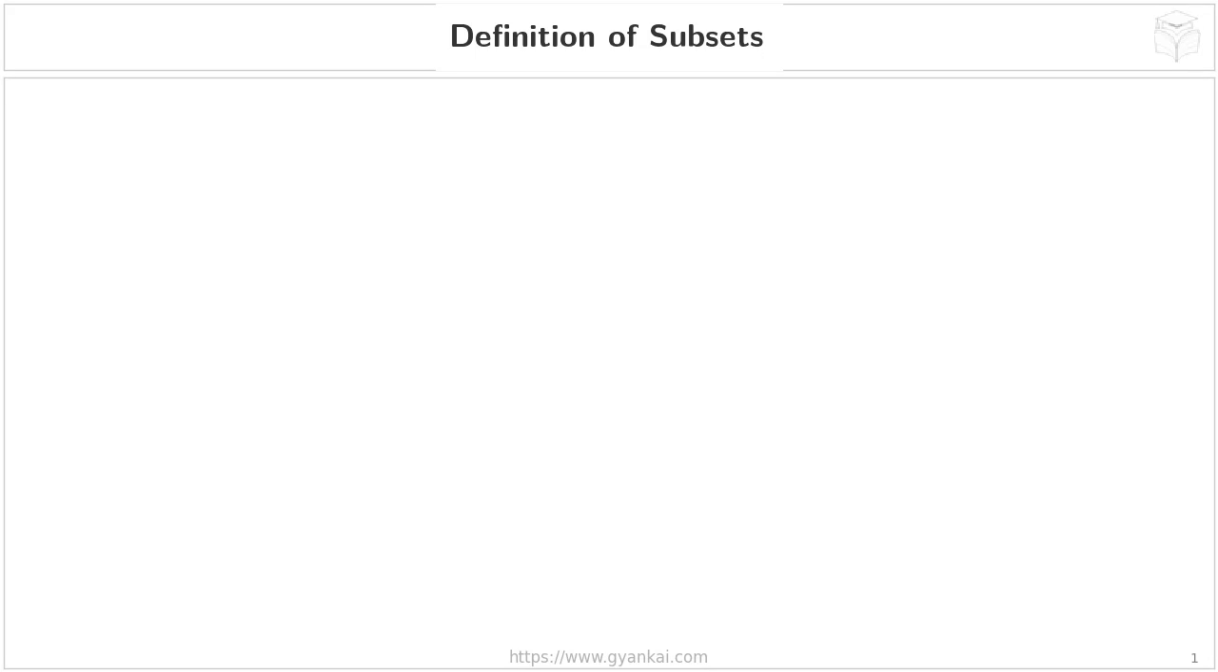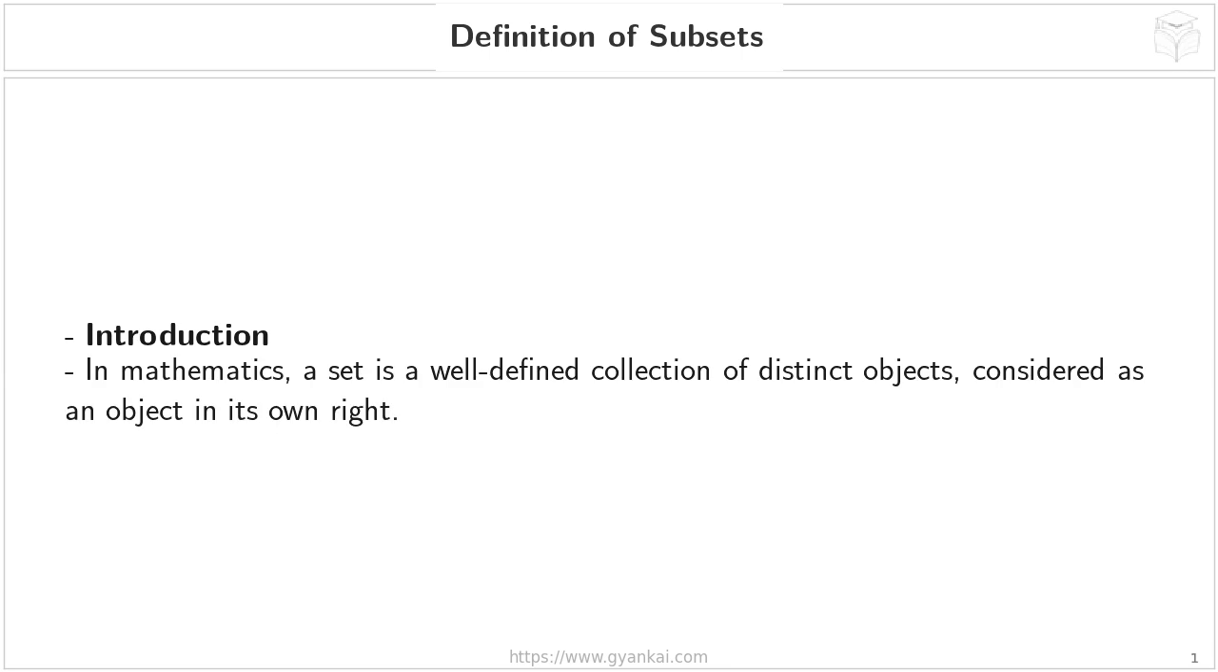Definition of subsets. Let's begin our discussion on subsets. Welcome to this tutorial on subsets. Before we dive into what a subset is, let's quickly remember what a set is. In mathematics, a set is simply a well-defined collection of distinct objects. Think of it like a container holding specific things. Those things are the objects, and well-defined means we have a clear rule for what can be included in the set. We treat this collection as a single entity for the purpose of mathematical operations.